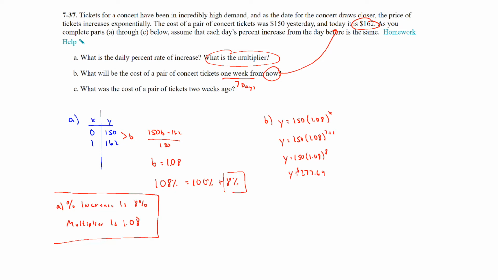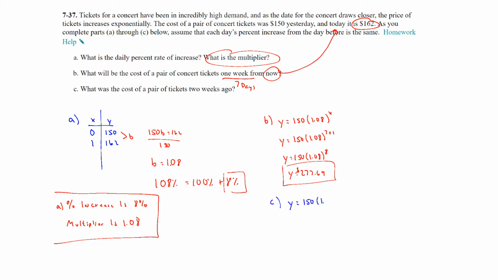So what will be the cost of a pair of tickets 1 week from today? Right there. Part C. What was the cost of a pair of tickets 2 weeks ago today? So kind of the same ideas.